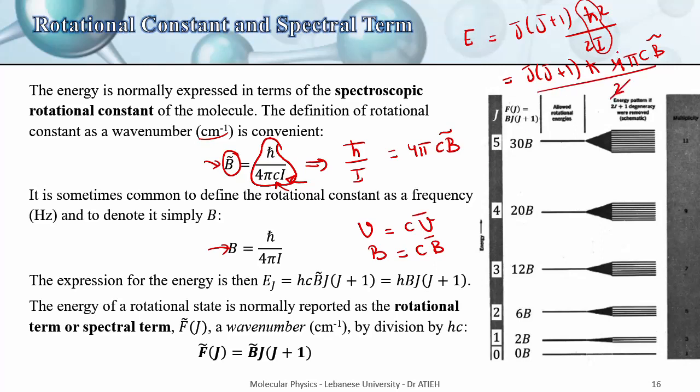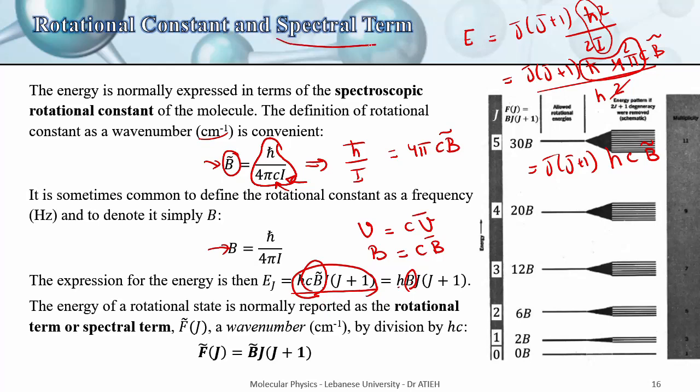So 2 with 2 is cancelled, so 2 pi h bar is simply h, so we arrive to (J+1) hcB. And this is the form of the energy. It's either written this way or simply, with B bar equal to B, it's hB(J+1). We are going to use this form because we care more about the wave numbers.